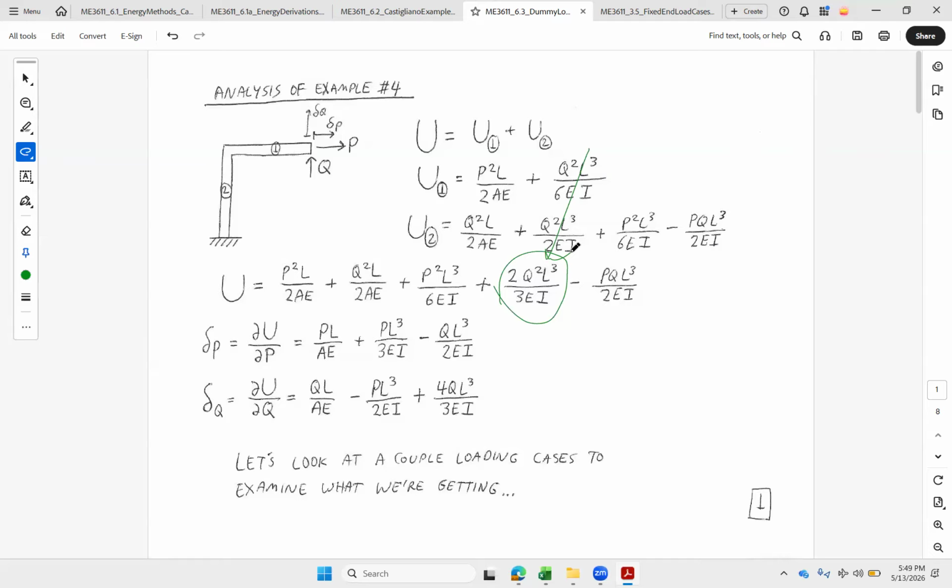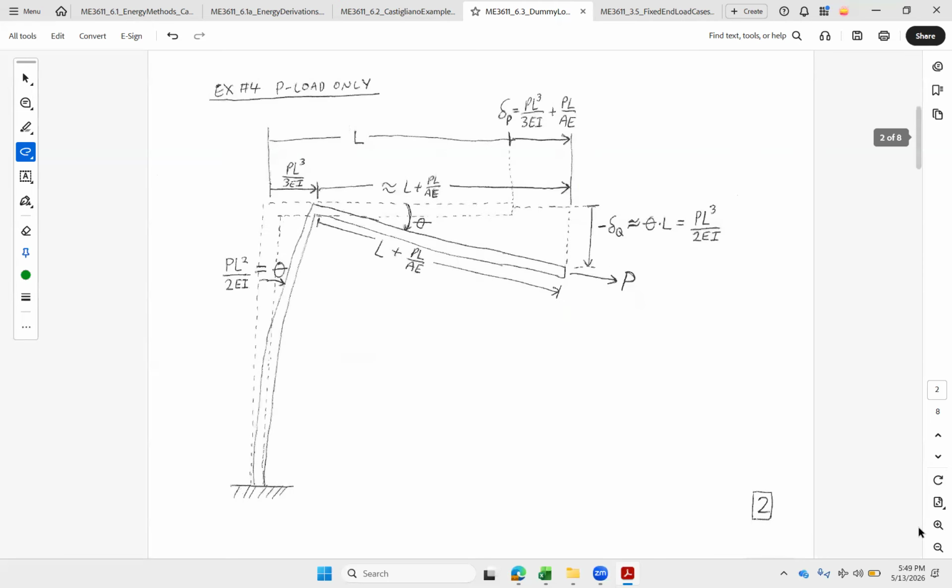So let's take a look at a couple simple loading cases. We'll look at one at a time, and let's see what we think the deformation is going to come up with. All right. So let's think about P load by itself. Okay. When P's by itself, we're going to get basically a cantilever end load. The beam number 1 is going to pull straight across, and that means beam number 2 is going to rotate with an end load.